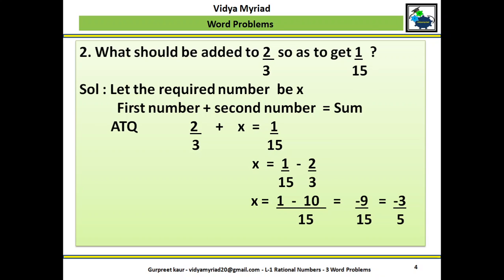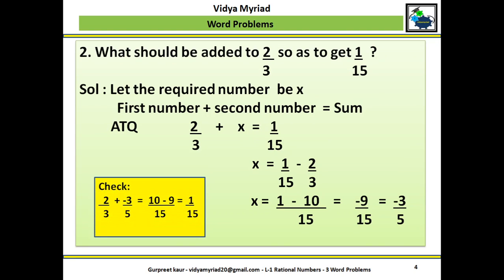Now I am going to check whether minus 3 upon 5 is the right answer or not by putting its value in the equation. So 2 upon 3 plus minus 3 upon 5, take the LCM, solve it, you get 1 upon 15 as your answer, which is the required one. So my answer, minus 3 upon 5, should be added to 2 upon 3 so as to get 1 upon 15, is correct.